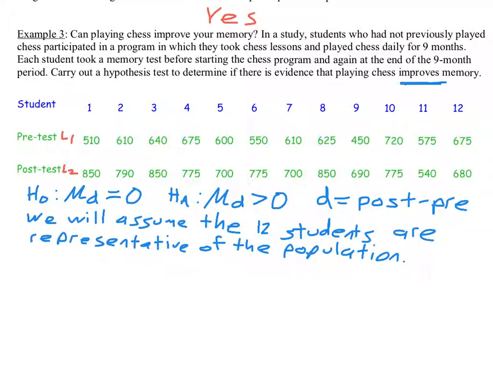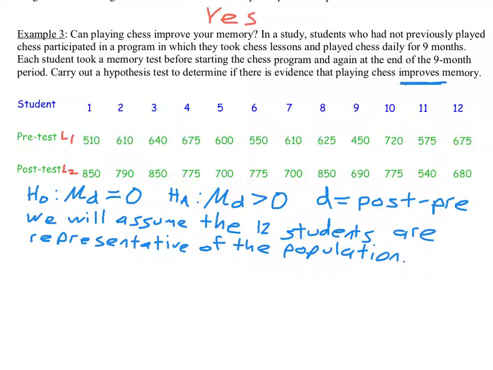So on L3, type L2 minus L1. The way you type L2 is second 2, and the way you type L1 is second 1. So on L3, type L2 minus L1 and hit enter. So then all the differences should now be in L3.